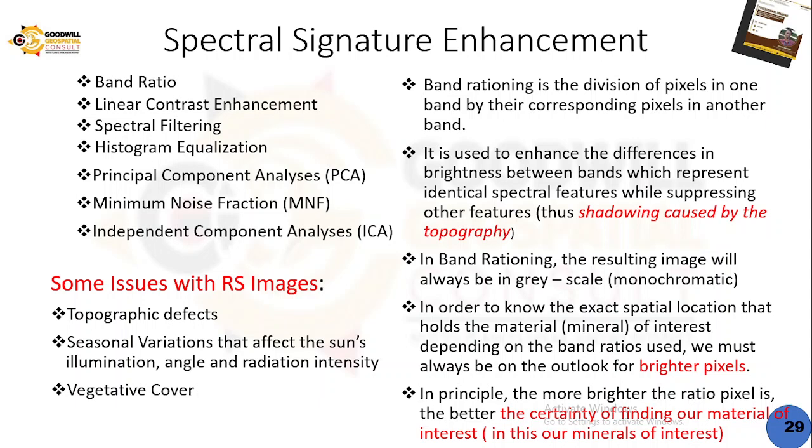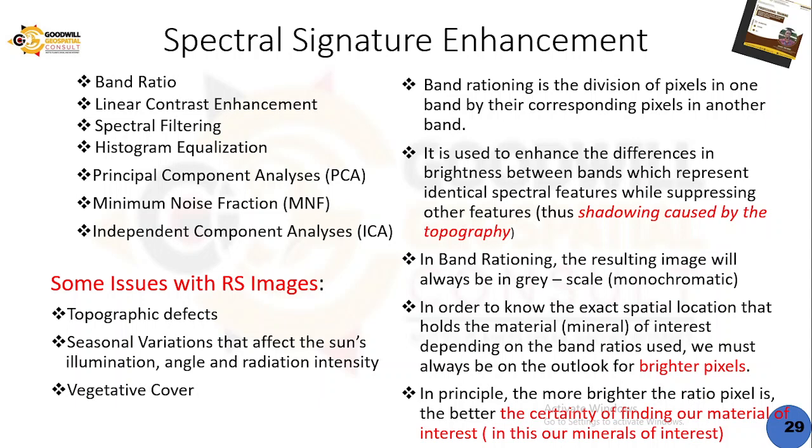Conversely, when I turn the band ratio approach around and make it band 2 over band 4 for iron oxides, I am looking at dark regions in the image. In principle, the brighter the ratio is, the better the certainty of finding our material or mineral of interest. So the brighter the pixel stands out from the band ratioing effect or the enhancement effect, the more explicit information you get about that mineral or material of interest.